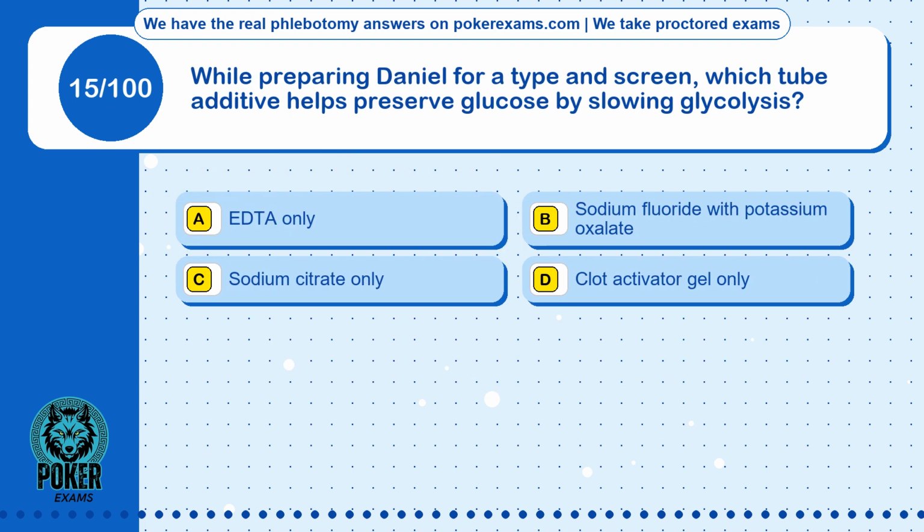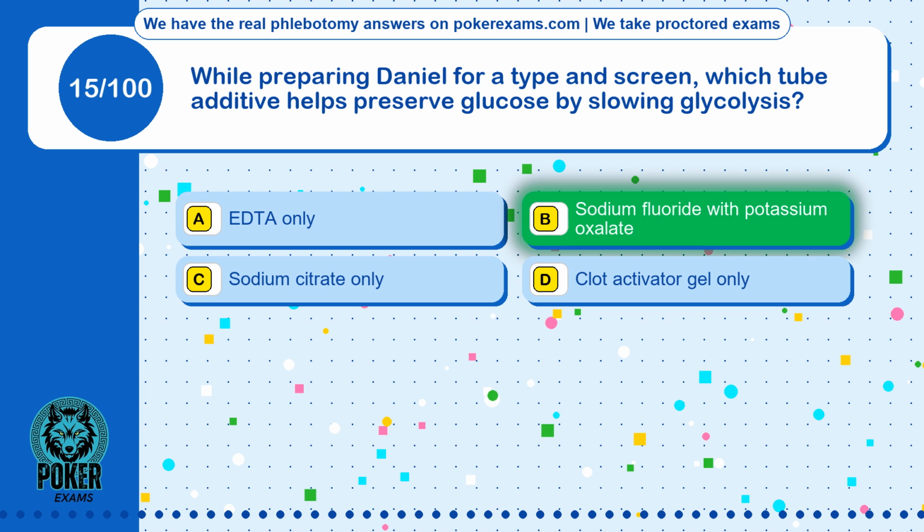Question 15. While preparing Daniel for a type N screen, which tube additive helps preserve glucose by slowing glycolysis? Option A, EDTA only. Option B, sodium fluoride with potassium oxalate. Option C, sodium citrate only. Option D, clot activator gel only.